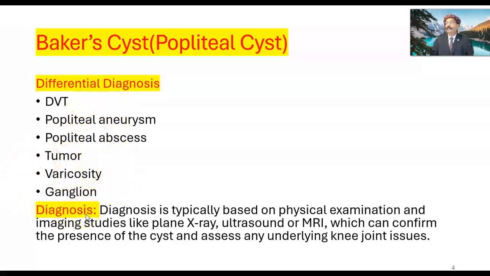But how can I diagnose? Diagnosis is typically based on physical exam. There is a clinical examination, and an imaging study like plain X-ray. We may get some type of calcification in the cyst. Ultrasound or MRI can confirm the presence of the cyst and assess any underlying knee joint issues like osteoarthritis or rheumatoid arthritis, gout, pseudogout, or any type of malignancy.